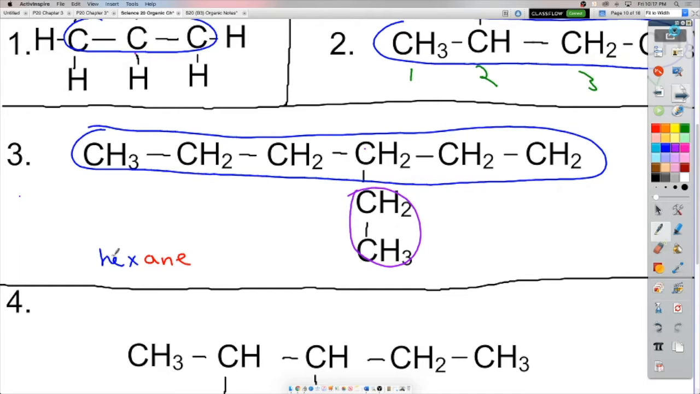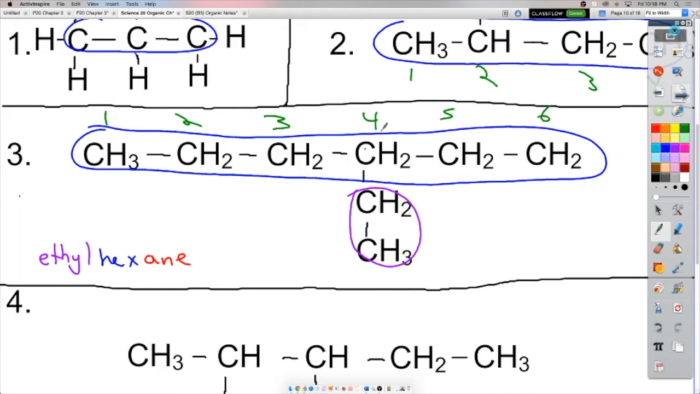Okay, so with the hex, we've covered the 6 carbons in the parent chain. With the ane, we've covered the fact that there's only single bonds. So what's left? This branch, right? And so that branch has how many carbons in it? 1, 2. So what is the prefix that matches 2 carbons? It's eth, right? So this is ethylhexane, which just says that this is hexane with an ethyl group on it somewhere. Where? Okay, question for you. Would we say that this ethyl group is on the 1, 2, 3, 4, 5?